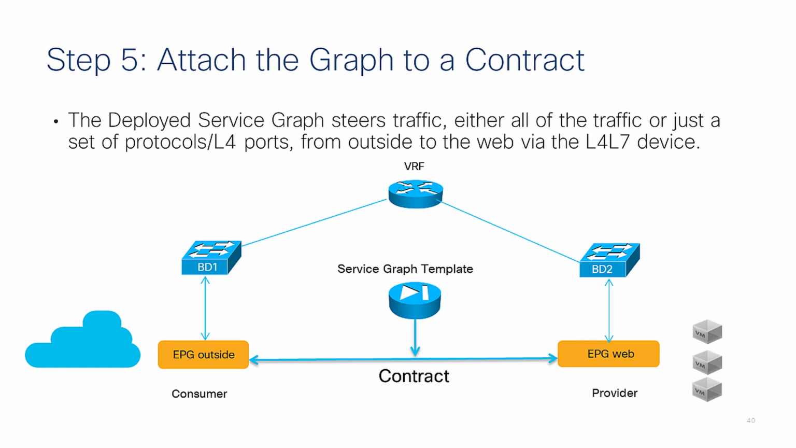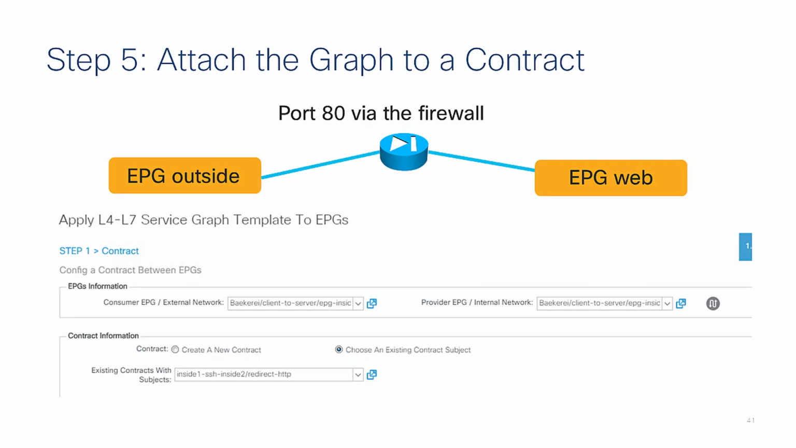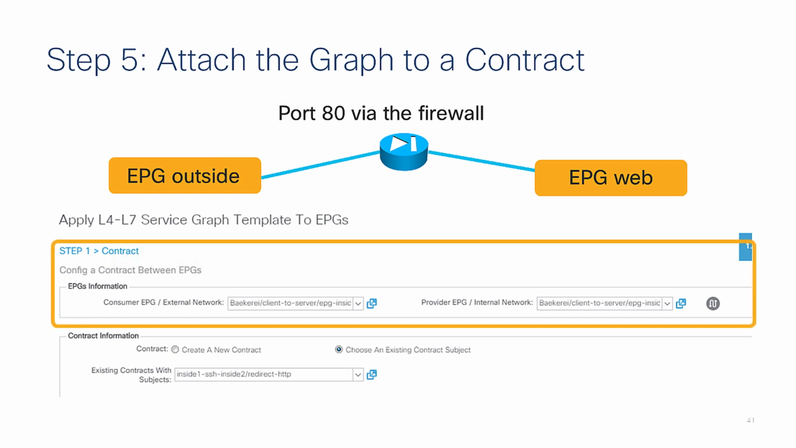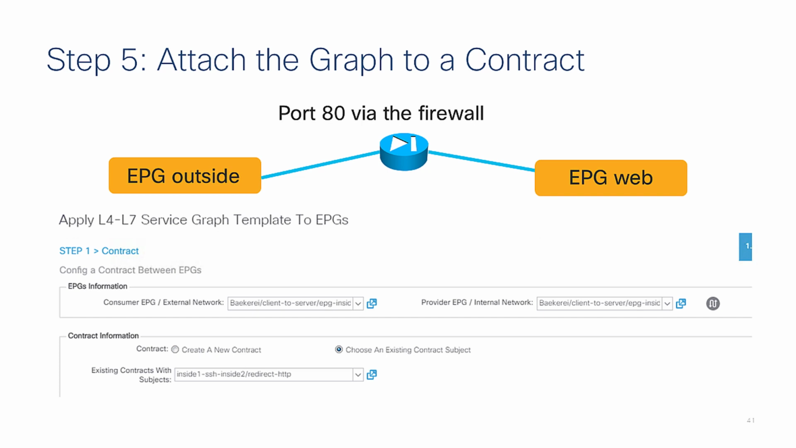And in the subject, you may have a subject for all the traffic, all the IP traffic, or it could be a subject for just, say, a set of ports, for 80, for 443, and so on. So this is what you see when you apply a contract. You need to choose the EPGs for the external network or the consumer EPG, the EPG for the provider network or the internal EPG. And then you would choose, in this case, an existing contract subject.